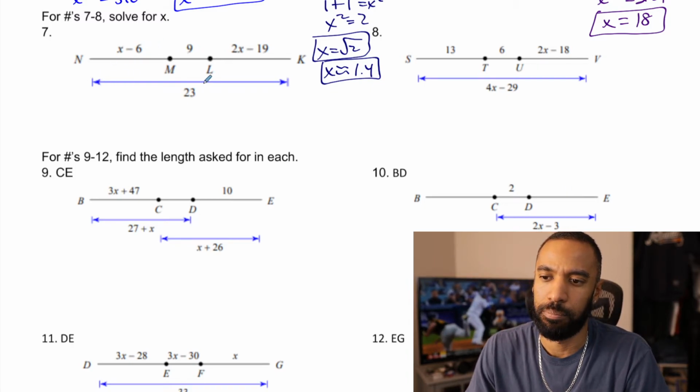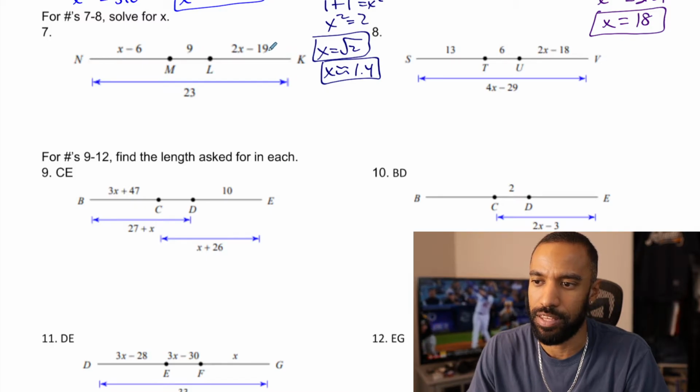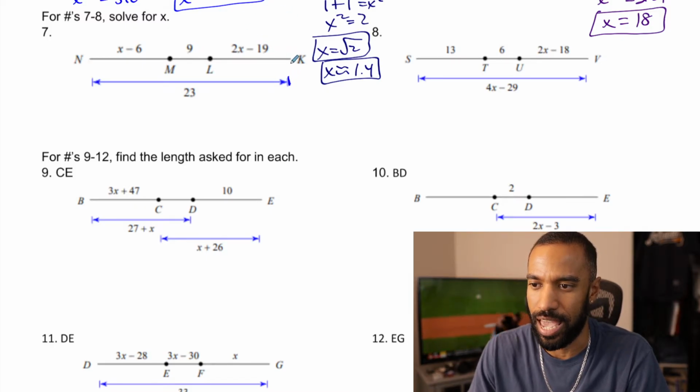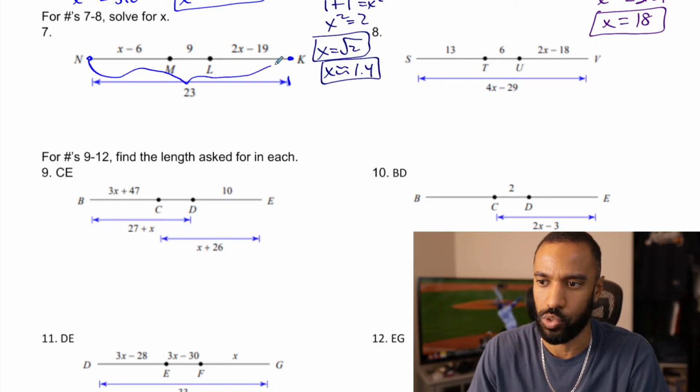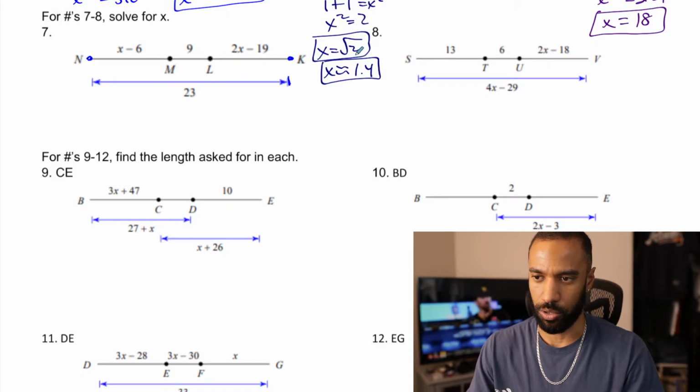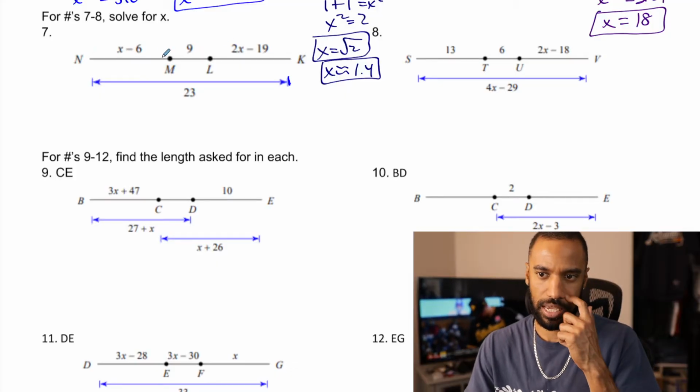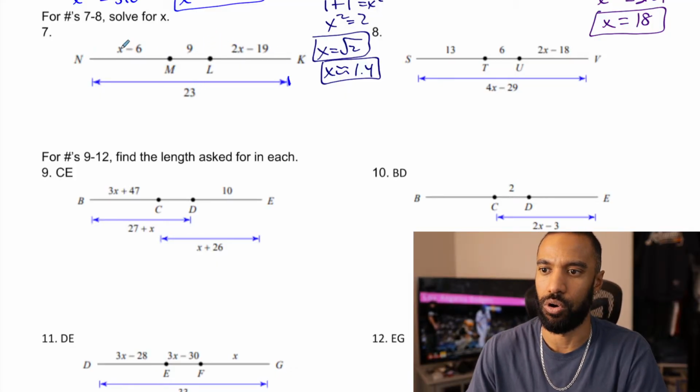Where what you have in blue is measuring the length of the entire bar, even though it doesn't look like it ends right there, just pretend like it does. It's telling you that this whole length is 23. Now these segments are collinear, which means I can add all 3 lengths up and it equals the whole thing.